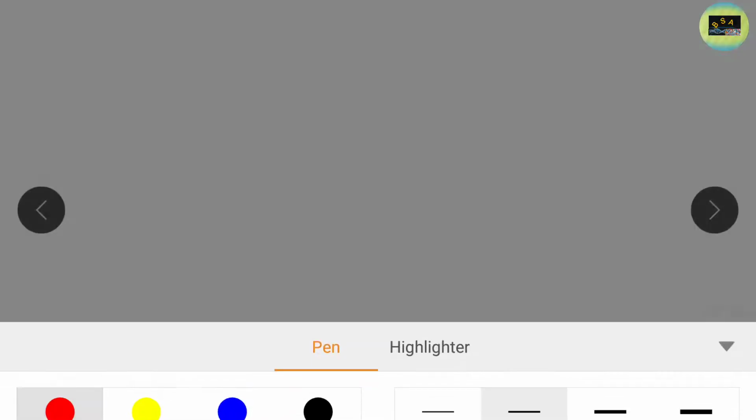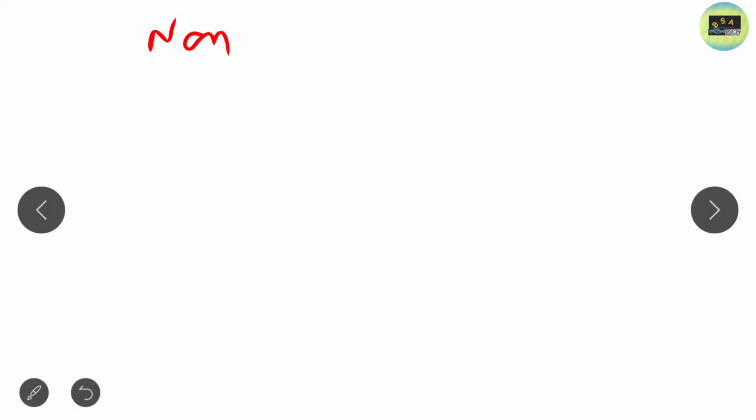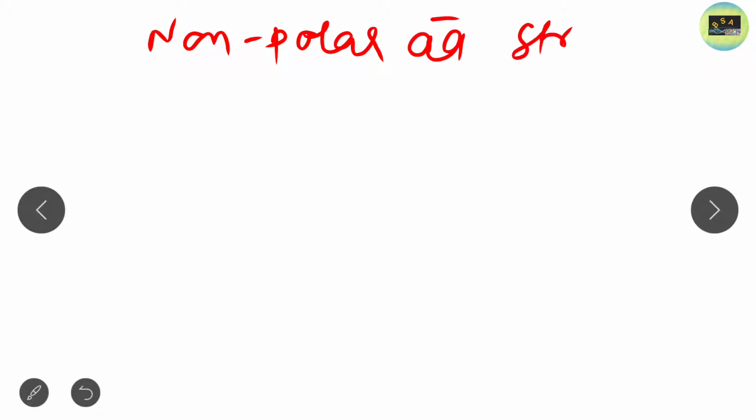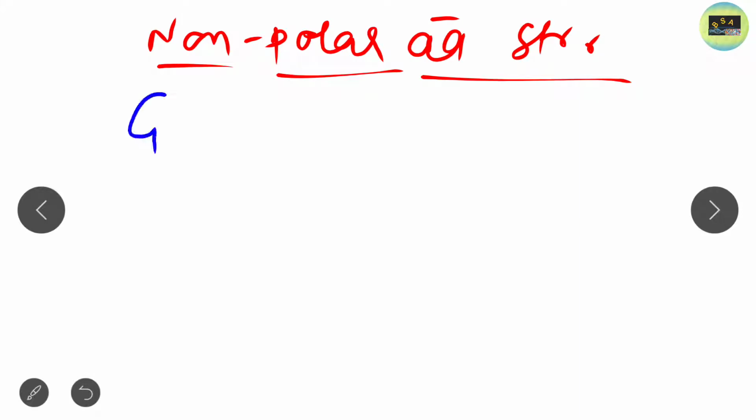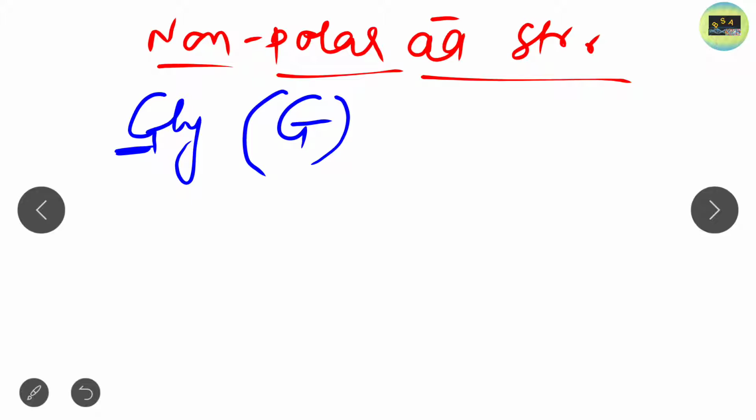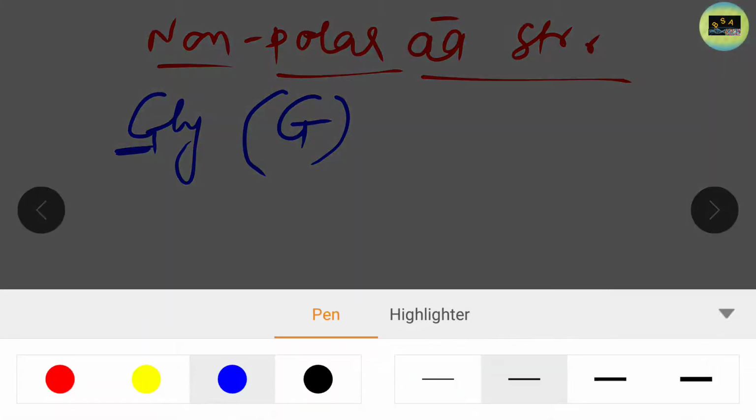So just put the heading: non-polar amino acids structures. Clear? So the first non-polar amino acid is glycine. Its single letter word is G. G for glycine. Remember this. So what will be its structure?